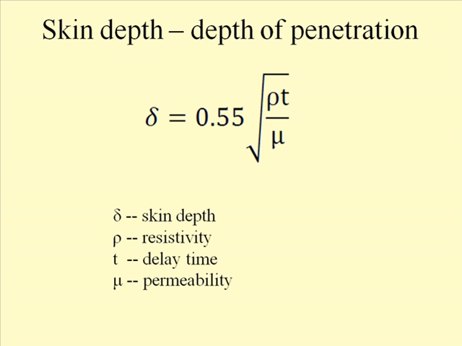There's an approximate formula that allows you to calculate what the depth of the currents are, and therefore how deep the electromagnetic system can see into the ground. And the skin depth, delta, is given by this equation here, 0.55 multiplied by the square root of the resistivity multiplied by the delay time and divided by the permeability. So I've calculated what the skin depth is for a number of different delay times and resistivities and put them on a table in the following slide.